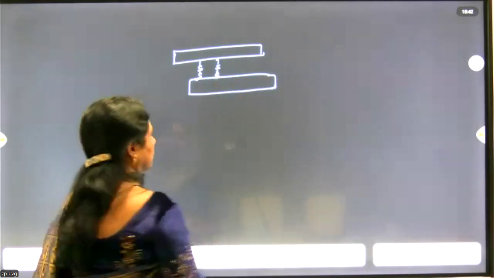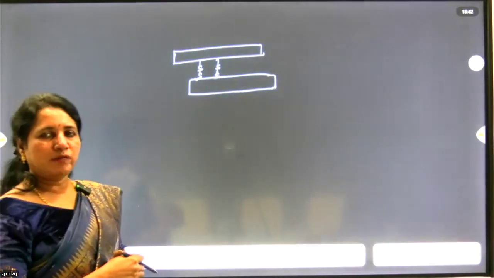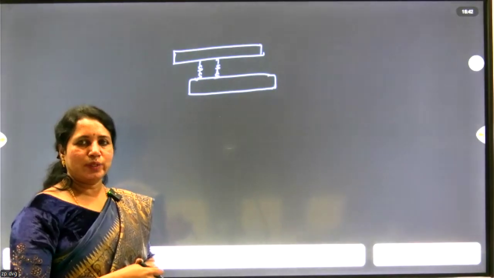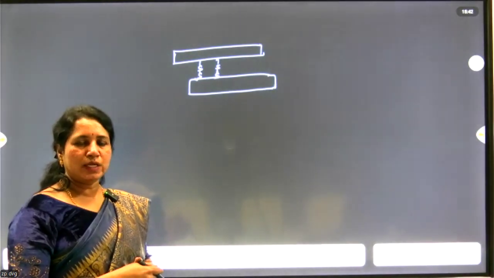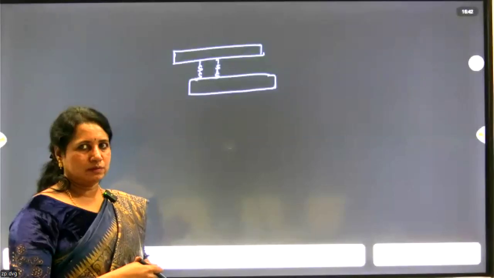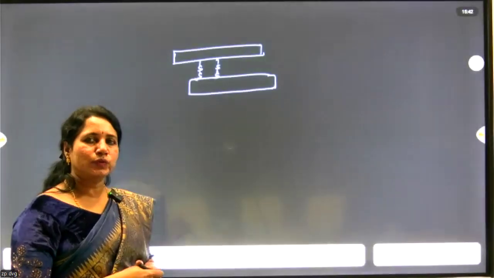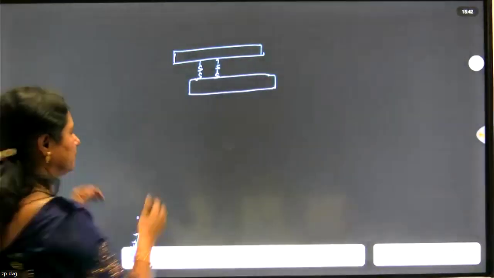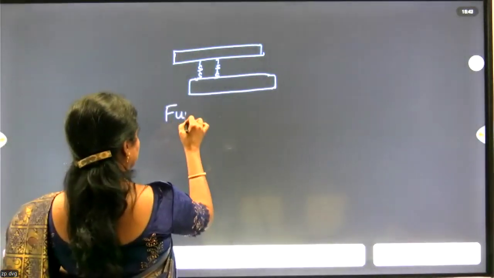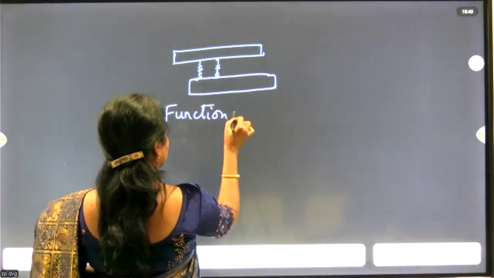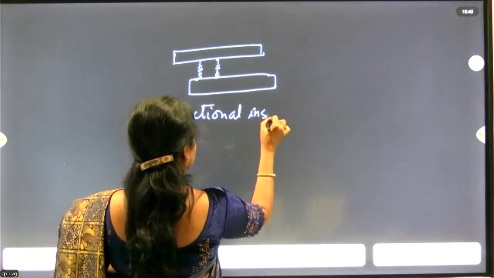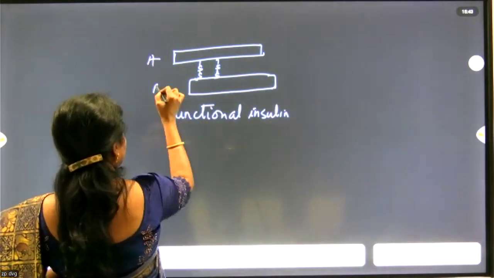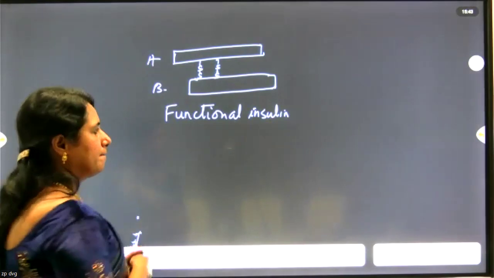By disulfide bonds, when you treat the proinsulin, the precursor or inactive insulin, with any sulfur compound, then what happens? It converts into functional insulin. So this is the structure of the functional insulin. This is the A chain and B chain.